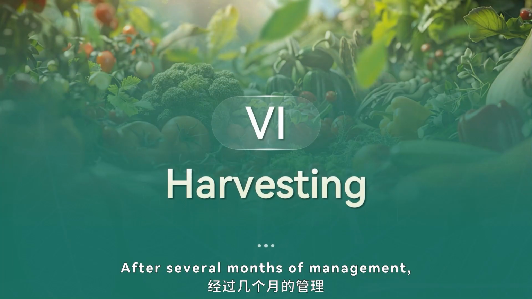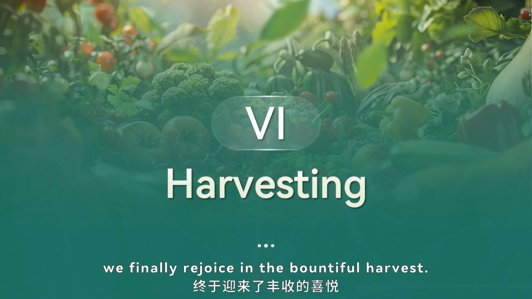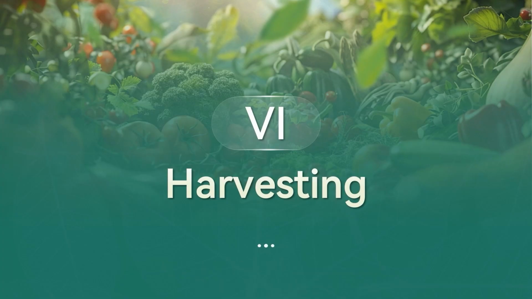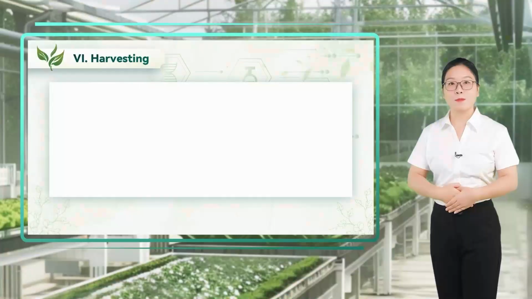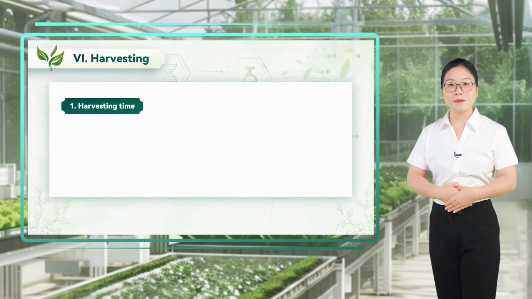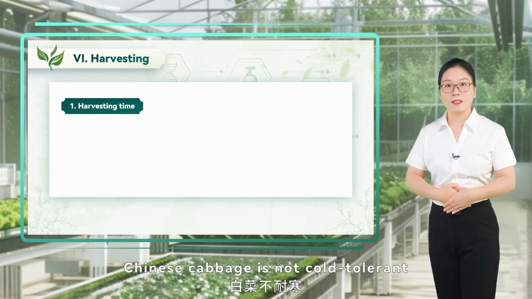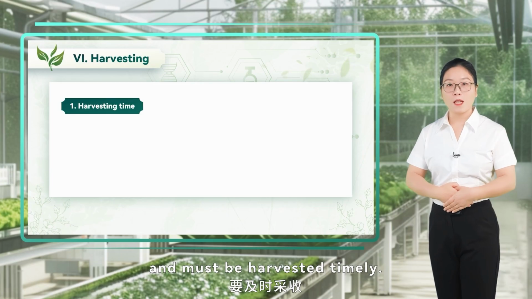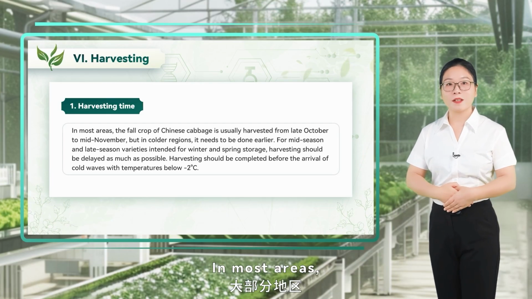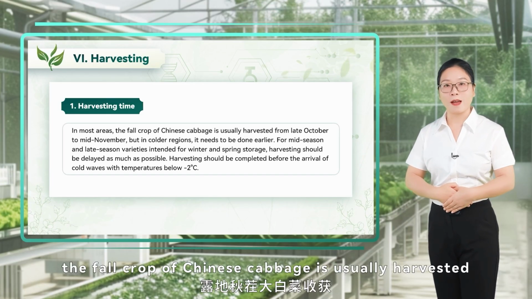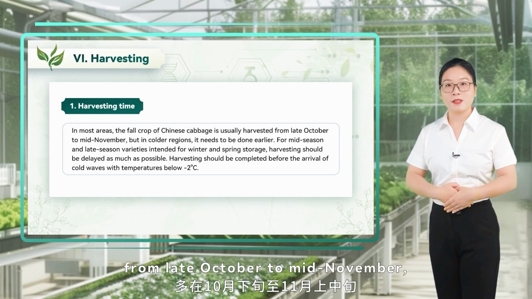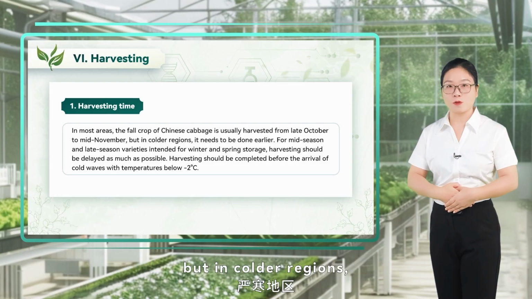After several months of management, we finally rejoice in the bountiful harvest. 1. Harvesting time. Chinese cabbage is not cold tolerant and must be harvested timely. In most areas, the fall crop of Chinese cabbage is usually harvested from late October to mid-November, but in colder regions, it needs to be done earlier.